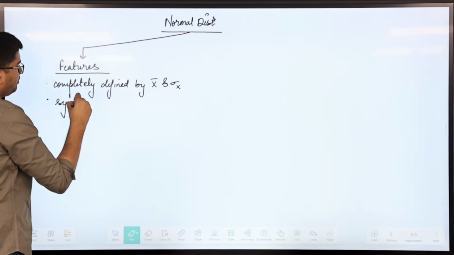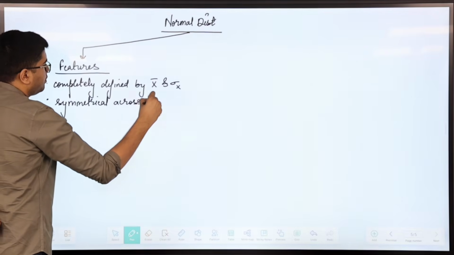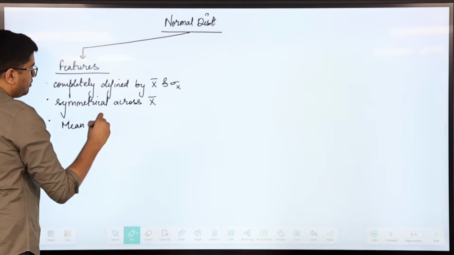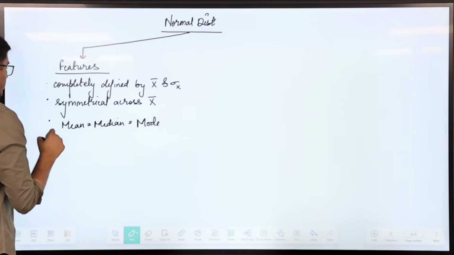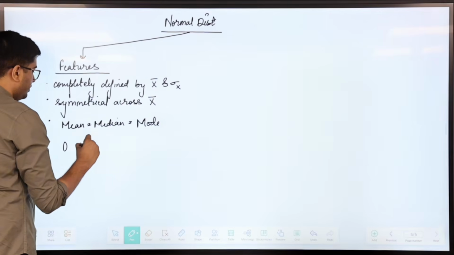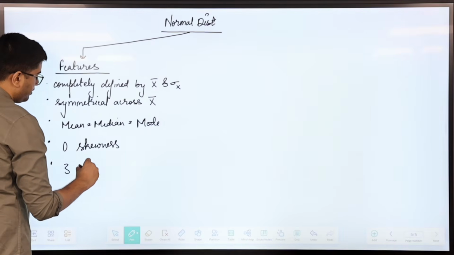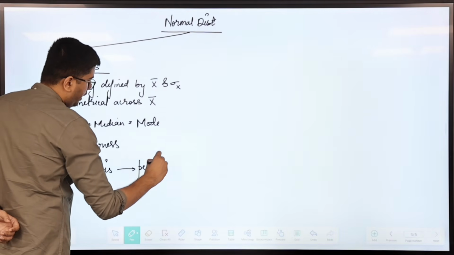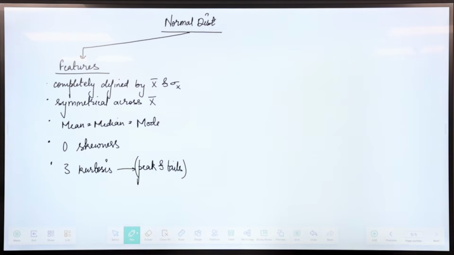It is symmetrical across mean, median and mode will be same. Zero skewness and 3 kurtosis. Kurtosis refers to the peak and tails of the distribution. So both of these terms are used for shape of distribution. Kurtosis focuses on how tall the peak is and how fat the tail is.